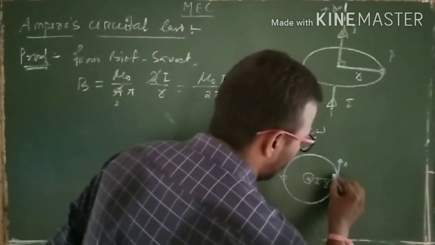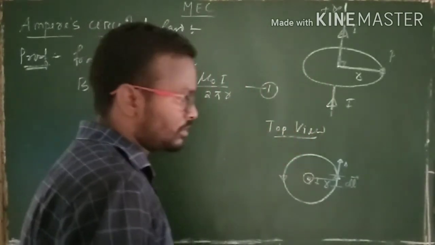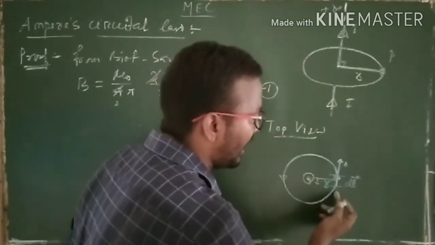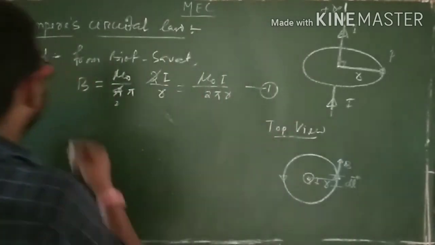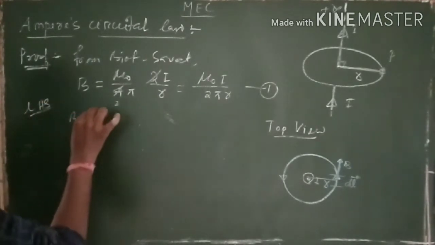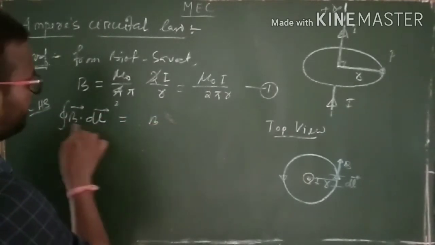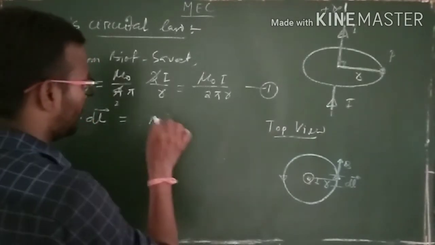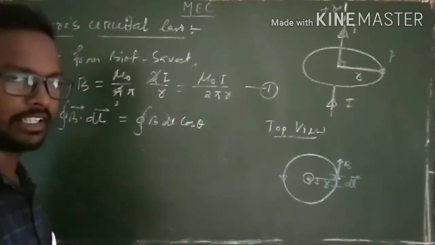So if we choose a small element dl, what is the dl element? We choose a small length whose direction is along the direction of the Amperian loop, which is also the direction of the magnetic field here. So from Ampere's circuital law, the left hand side is the line integral of B dot dl. B dot dl means magnitude of B times magnitude of dl times cos theta, so B dl cos theta over the closed integral.